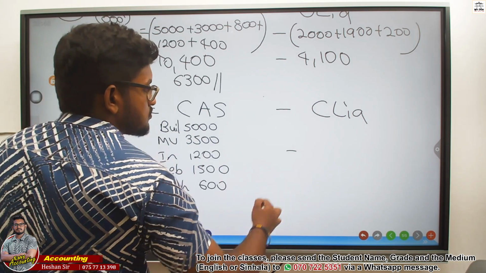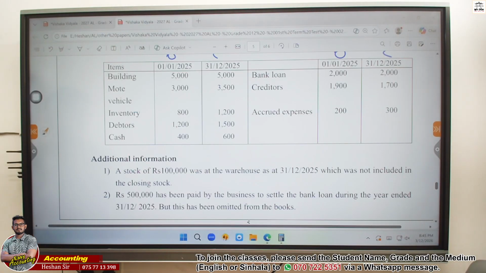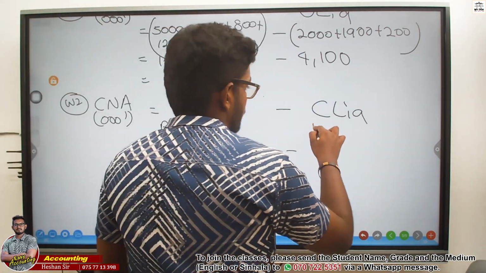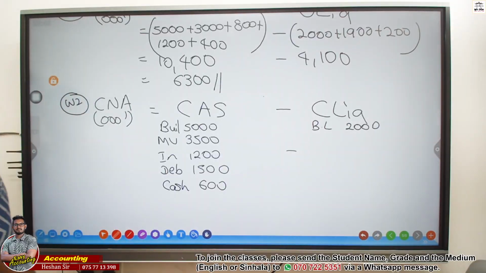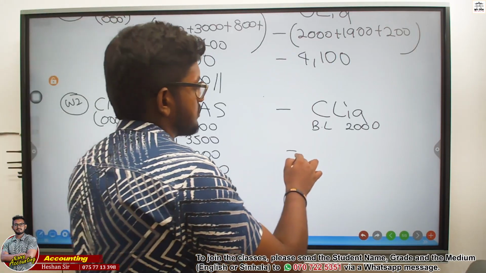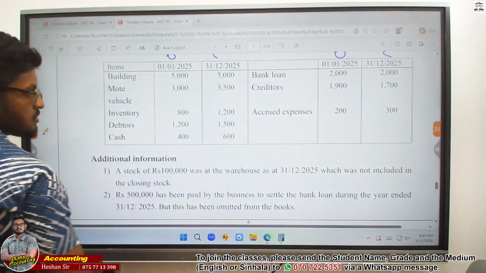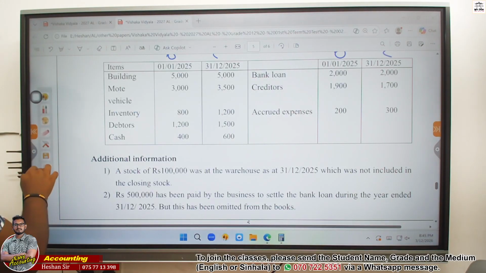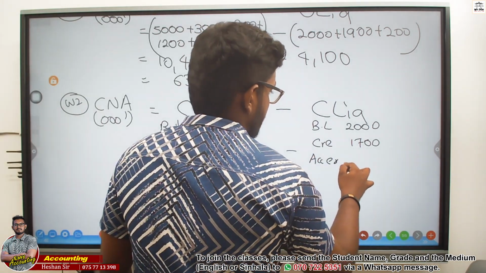Now, when we talk about the liabilities, closing liabilities: bank loan 2,000, right? Creditors 1,700, accrued expenses 300.